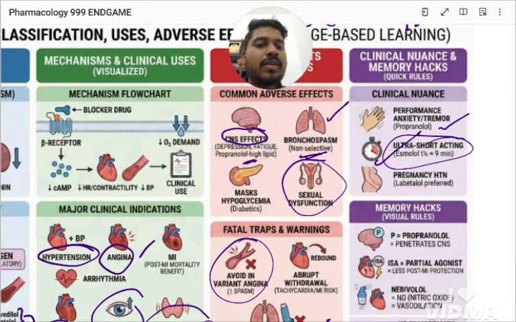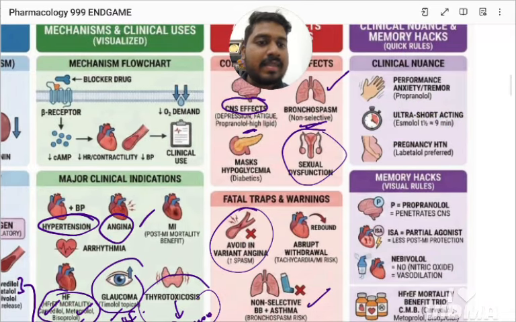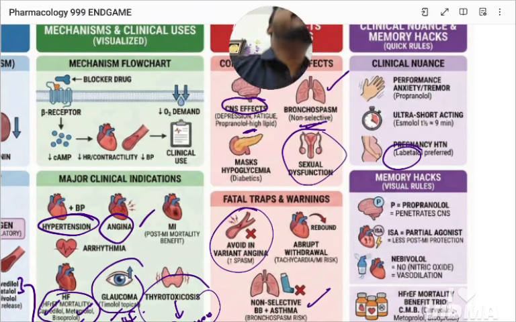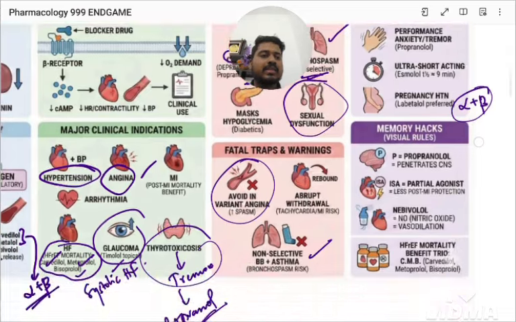Ultra short acting is esmolol. T half is 9 minutes. And in pregnancy, the safest beta blocker is labetalol. So in any hypertensive urgency or in case of pregnancy where a patient comes with preeclampsia or pregnancy induced hypertension, you need to lower BP suddenly, you will give labetalol because labetalol is alpha plus beta blocking. It has both actions.